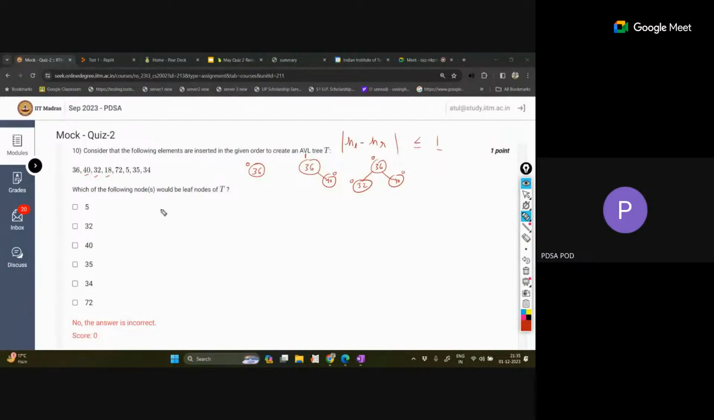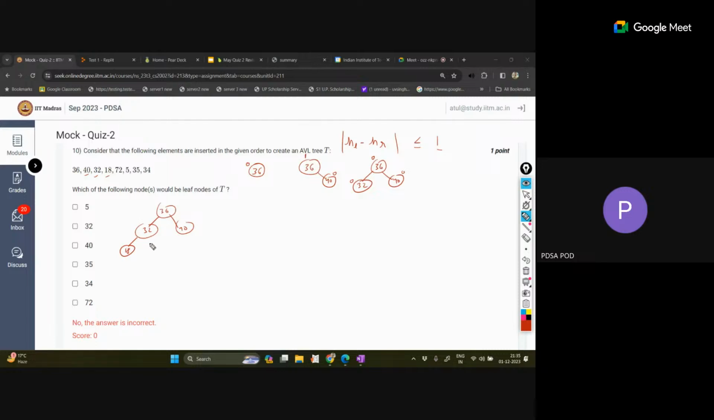So next, we have 36 and 32, 40. 18 is smaller than 36, so we check the left side, but the left side also contains one node. We will compare with it. 18 is smaller than 32, so that should come on the left. Left is now free, so we will add 18 here.